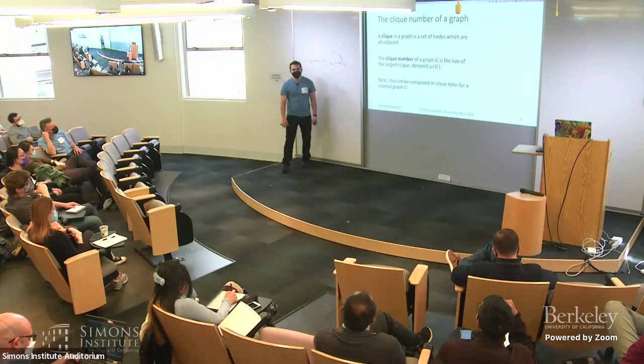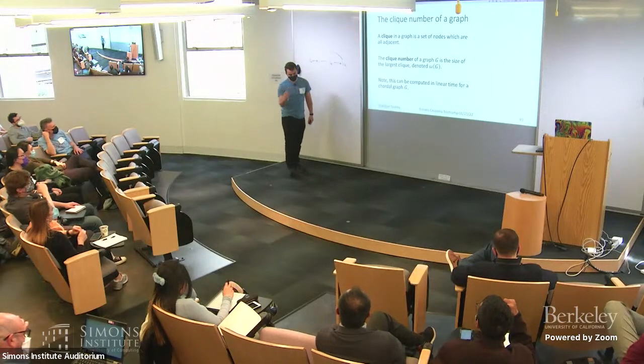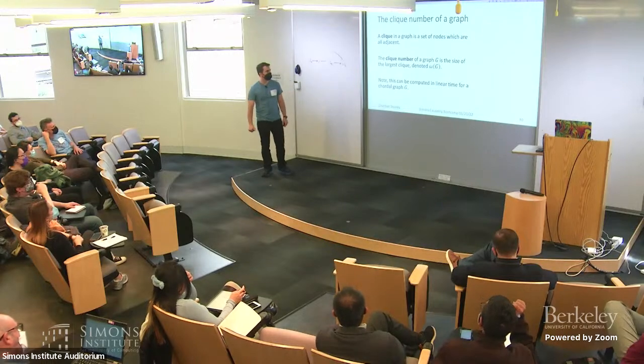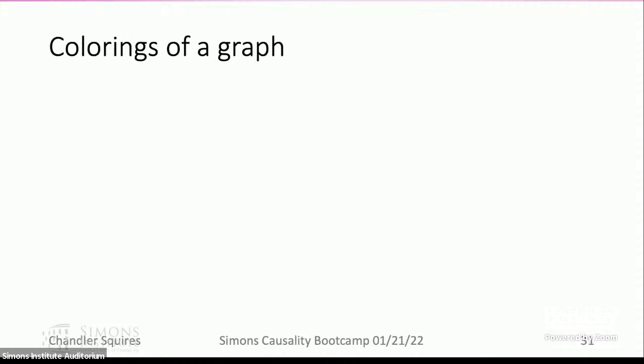Okay. And for anybody who's worried about whether we're going to be using the clique number computationally in any way, are we going to be trying to find the largest cliques? That's usually an NP-hard problem. In the case of chordal graphs, this can be computed efficiently, I think in linear time.